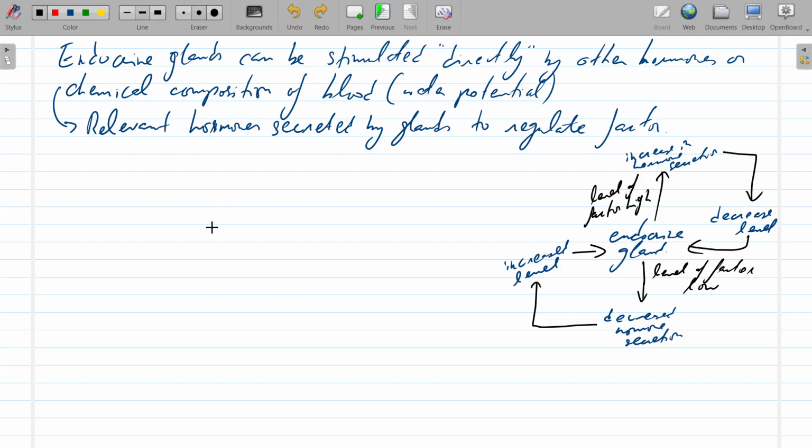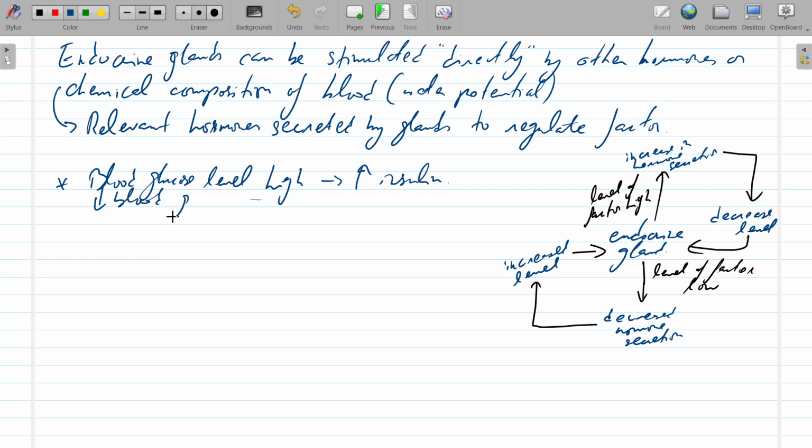So again, although it's not part of your syllabus, to explain this, if your blood glucose level is high, you will have increased secretion of insulin, that will lower the blood glucose level. And so that's this loop.